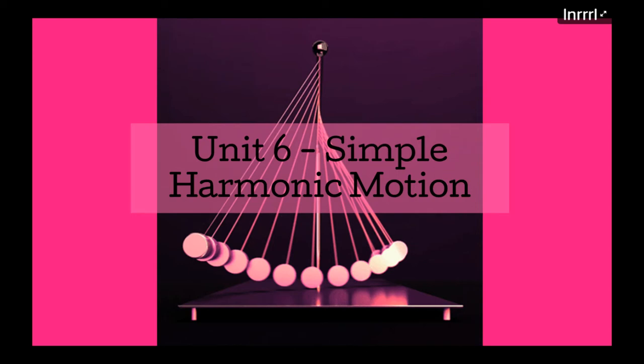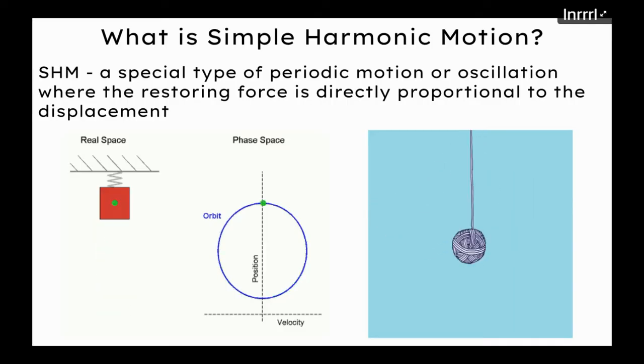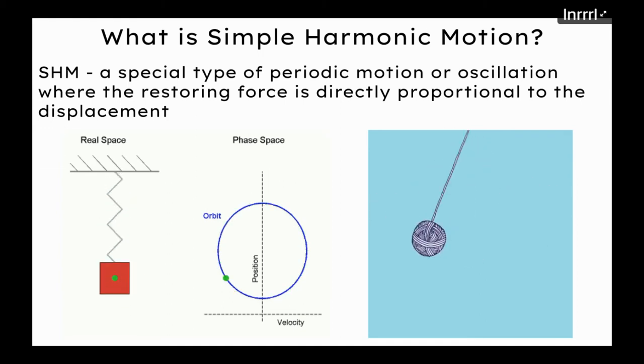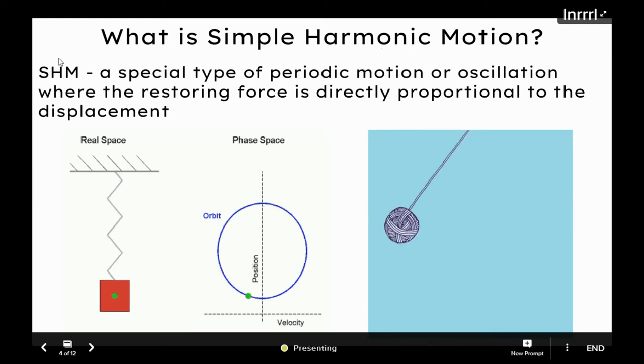Okay, so simple harmonic motion is basically a special type of motion where something happens in a cycle. A lot of times you'll see simple harmonic motion abbreviated as SHM because that's just a lot of words.